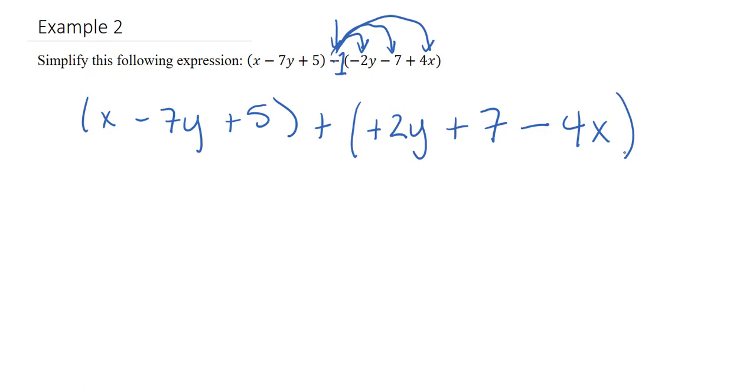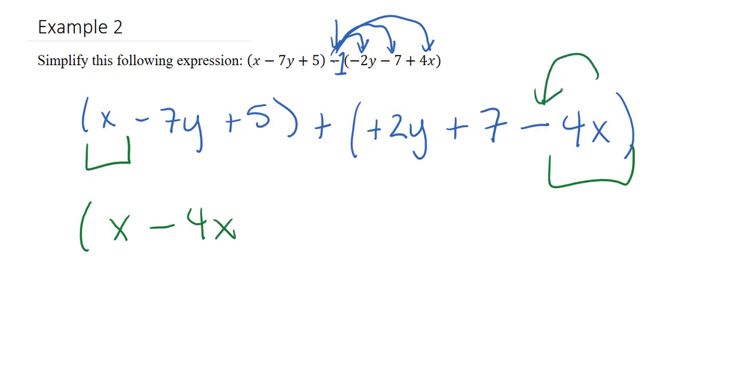So now let's find the like terms. Here we have an x. We don't have any more x's in the first parentheses, but right here we have an x. We can add those together. So that becomes x minus 4x. Know that the sign right here before the number, whether it's plus or minus, is what comes with that number.